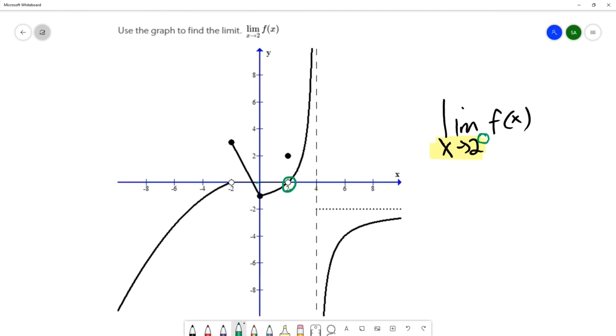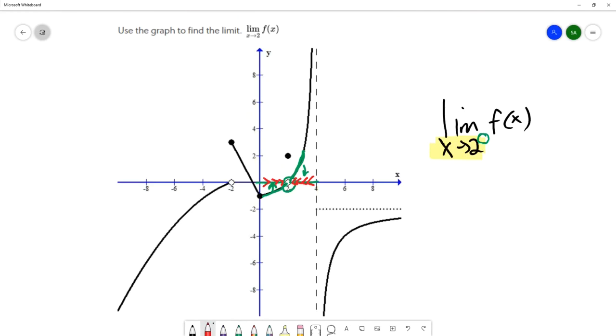So I want to approach 2 from below, and I would trace going towards an x value of 2, and I want to approach 2 from above, also going towards 2. So that means that I'm going to use this portion of the graph to approach 2 from below because it matches what I've got here on the x, and I want to use this portion of the graph to approach 2 from above because it matches this portion of the x-axis.